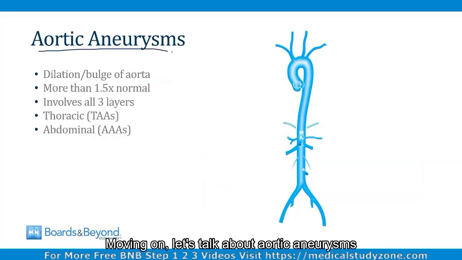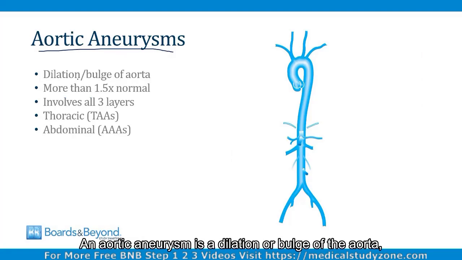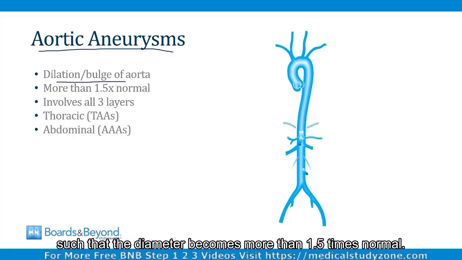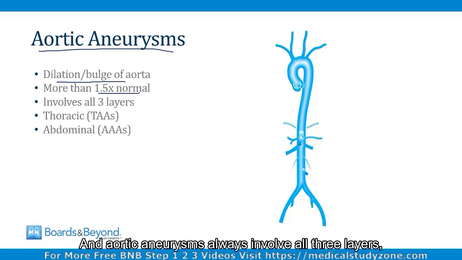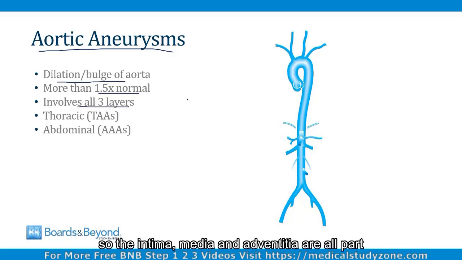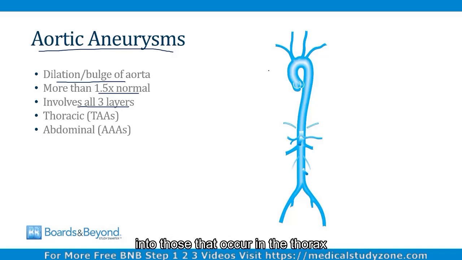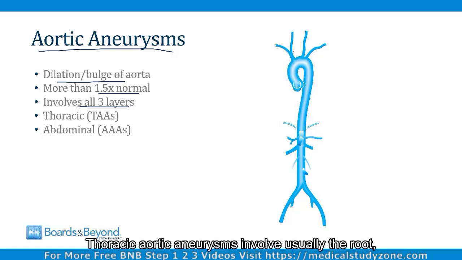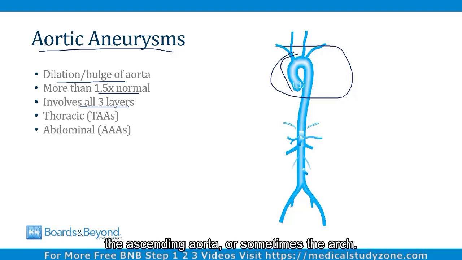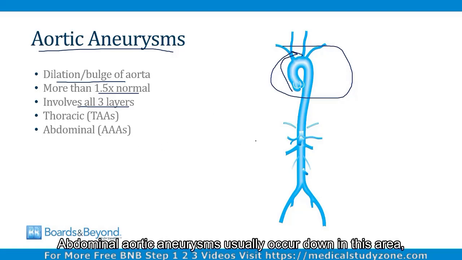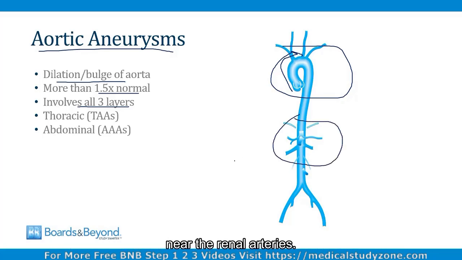Moving on, let's talk about aortic aneurysms. An aortic aneurysm is a dilation or bulge of the aorta such that the diameter becomes more than 1.5 times normal. Aortic aneurysms always involve all three layers, so the intima, media, and adventitia are all part of the bulging section of the aorta. And clinically, we subdivide aortic aneurysms into those that occur in the thorax and those that occur in the abdomen. Thoracic aortic aneurysms involve usually the root, the ascending aorta, or sometimes the arch. Abdominal aortic aneurysms usually occur down in this area near the renal arteries.